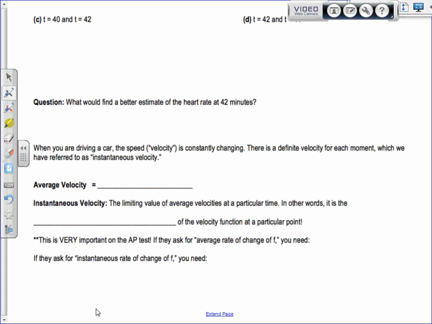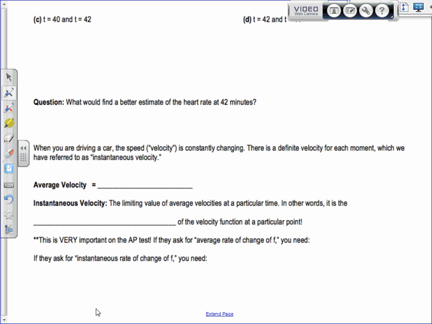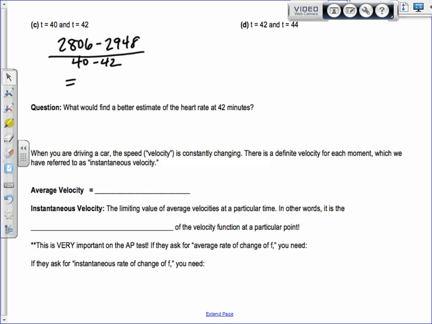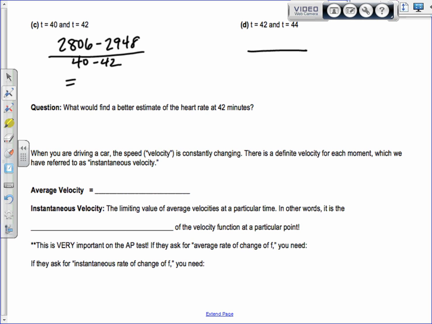The next one, 40 and 42. You do the exact same thing. Between 40 and 42, so 2806 and 2948, and you get a value. And then same thing for the last one, for 3080.